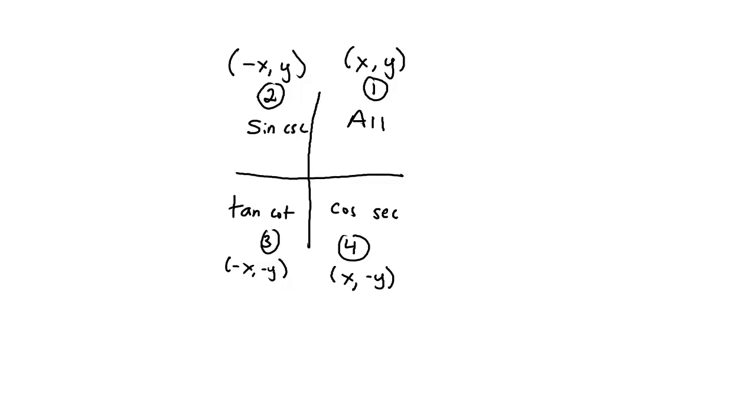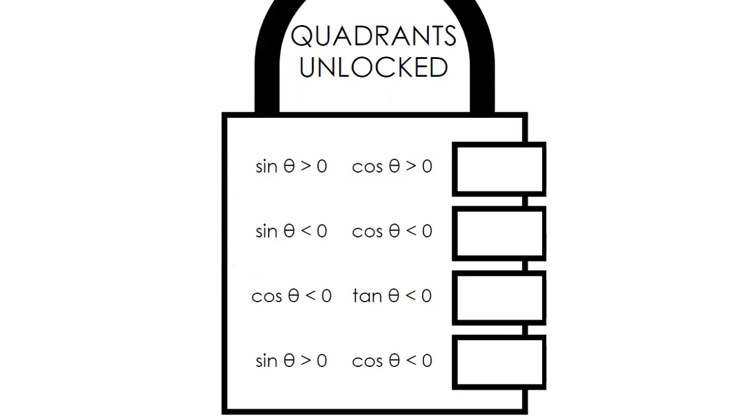So how can I use this information? I'll help you out with one of the first locks. Let's take a look at this piece of information. Where is sine greater than 0? Basically, that means where is it positive?